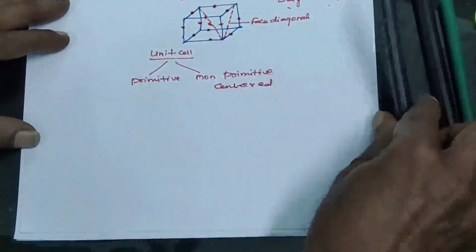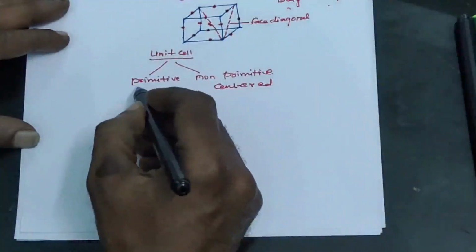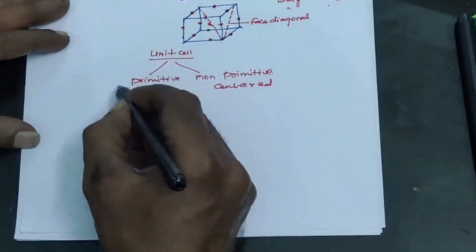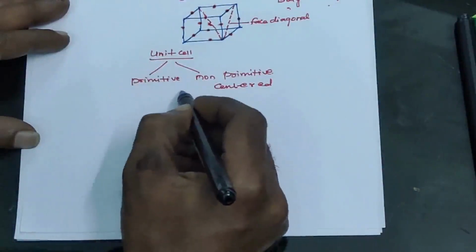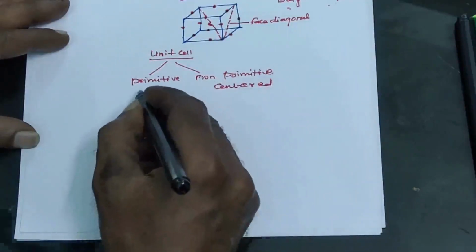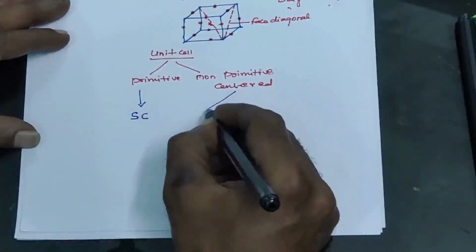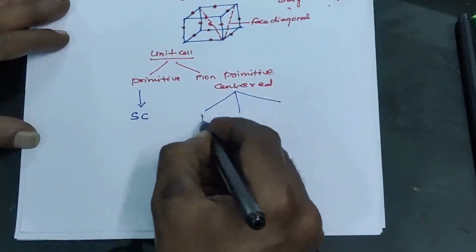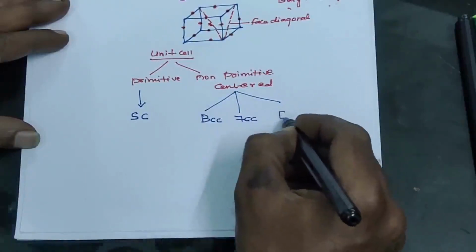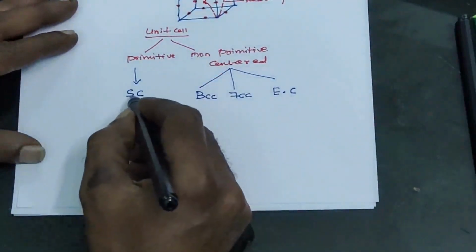So what is the difference between these two? That is, what is the difference between primitive and non-primitive? In a primitive unit cell, the constituent particle, that is atom, ions or molecule, is present only in the corner. In non-primitive, in addition to the corner, there are some other points. Primitive is simple cubic; non-primitive includes body centered cubic BCC, face centered cubic FCC, and end centered EC. So in SC, atoms are only in the corner.